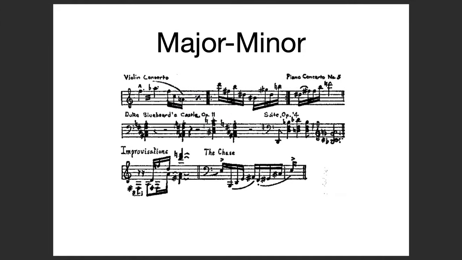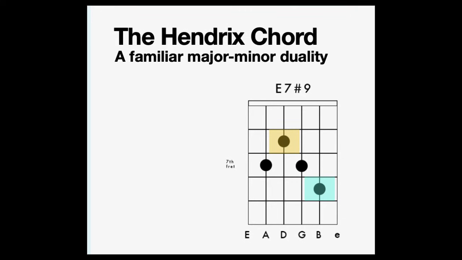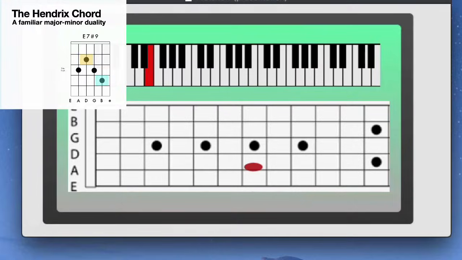Now I could play you hundreds of examples, many from Bartók. Here are some that are listed. But just so that you have it really in your ear, there's this one sound which you may know from Jimi Hendrix. And this is what's really familiar to me. It's called the dominant 7 sharp 9. Now that's a dominant 7, and here's the sharpened 9th. A sharpened 9th is enharmonically the same as a minor 3rd. So what we have is a sort of major 3rd and a minor 3rd at the same time, with the 7th.